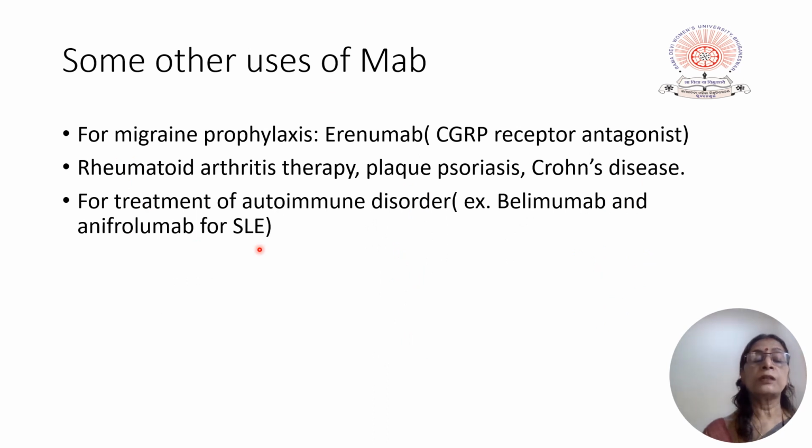These are some other uses of MAB. They can be used for migraine prophylaxis, or prevention of migraine attacks, for rheumatoid arthritis therapy, plaque psoriasis, Crohn's disease, and for the treatment of autoimmune disorders like SLE, systemic lupus erythematosus, which is an autoimmune disorder. MABs have been produced to treat this type of autoimmune disorder.